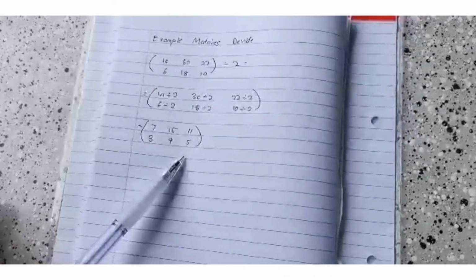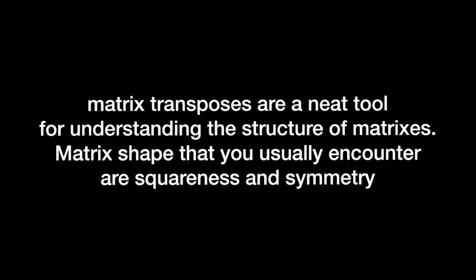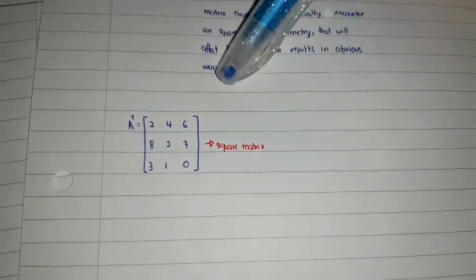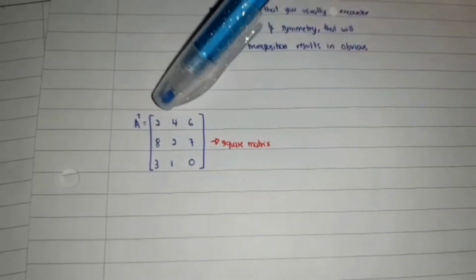That's all. Matrix transposes are a neat tool for understanding the structure of matrices. Matrix shapes that you usually encounter are square and symmetric. Start with any matrix. You can transpose any matrix regardless of how many rows and columns it has.